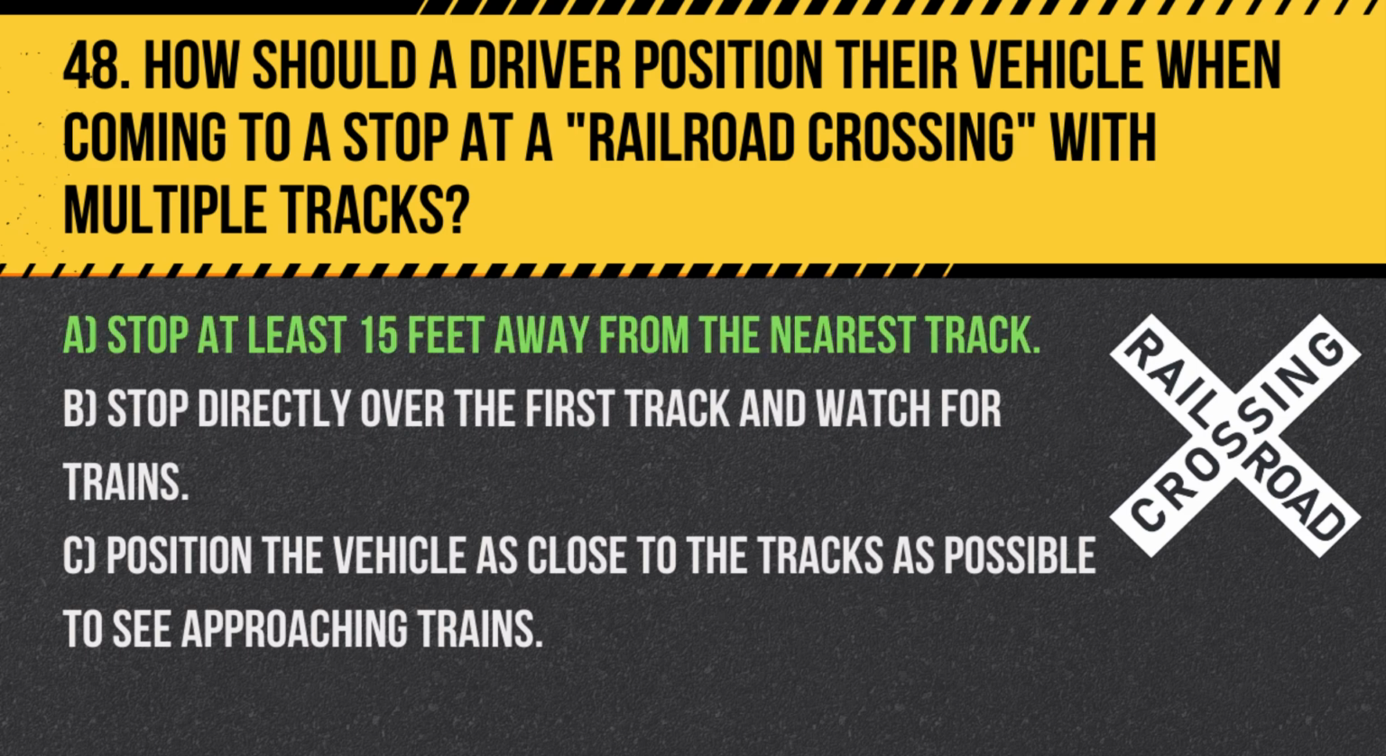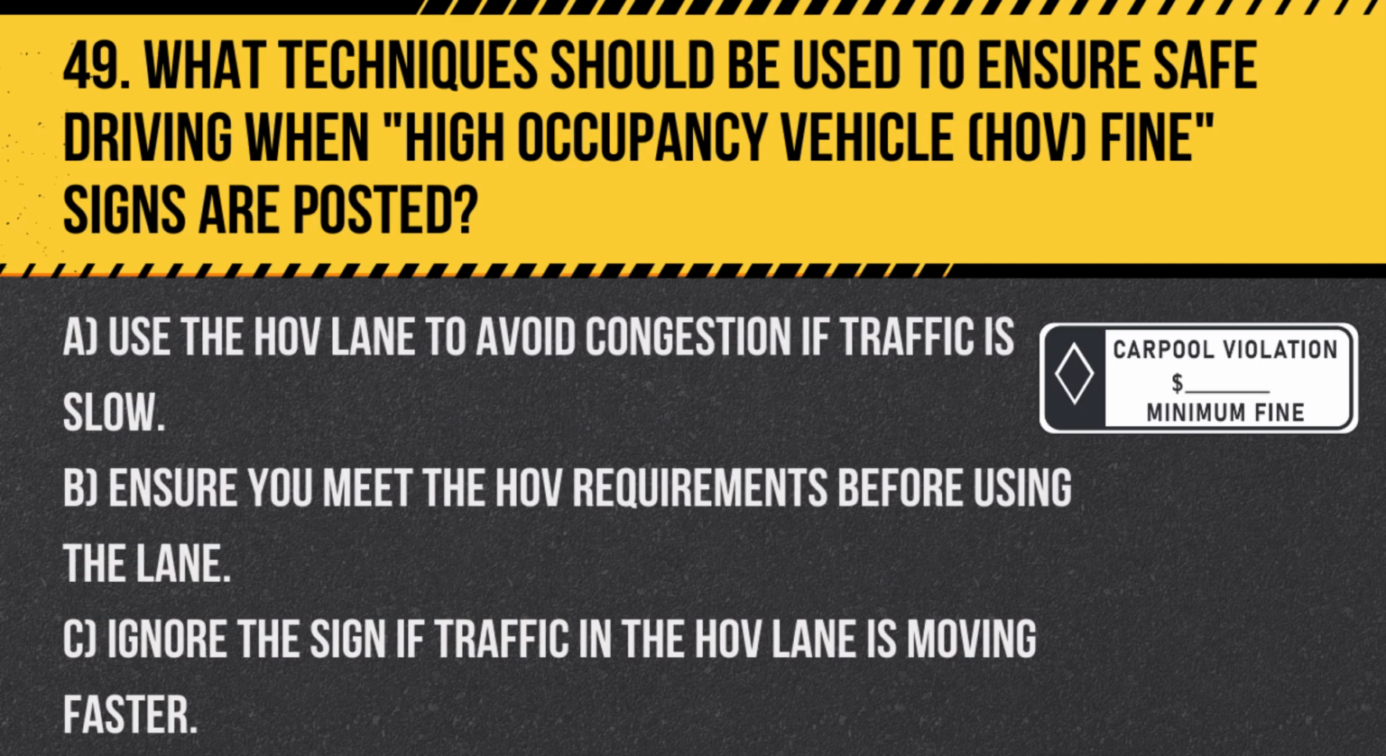Answer. A. Stop at least 15 feet away from the nearest track. Keeping a safe distance ensures you have room to maneuver and keeps you clear of any potential train movements. Question 49. What techniques should be used to ensure safe driving when high occupancy vehicle HOV fine signs are posted?